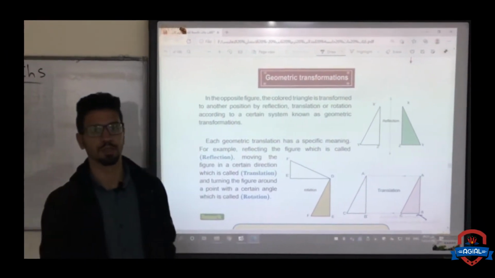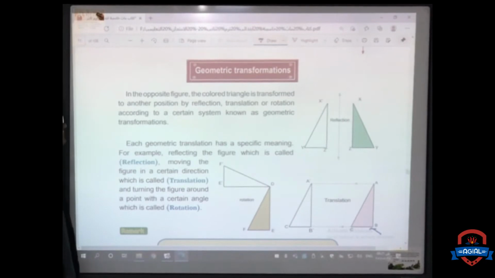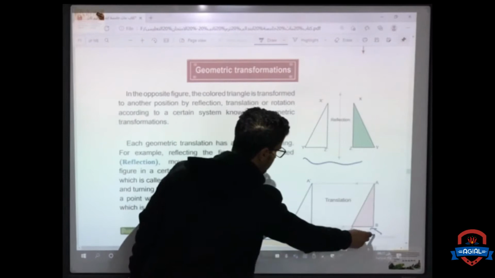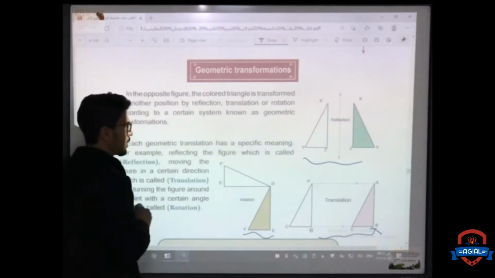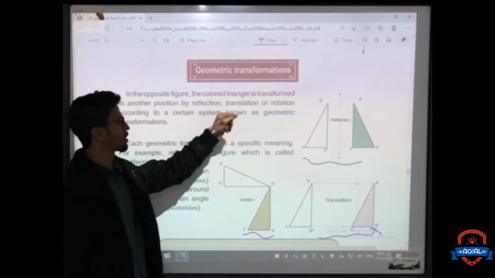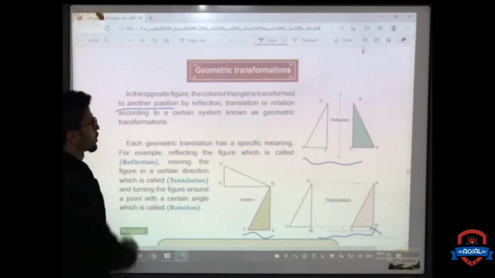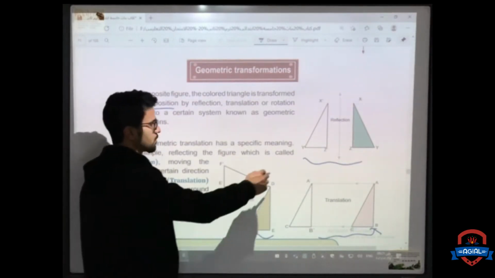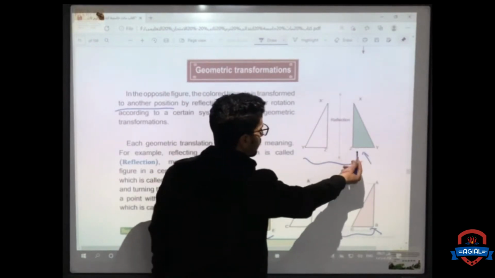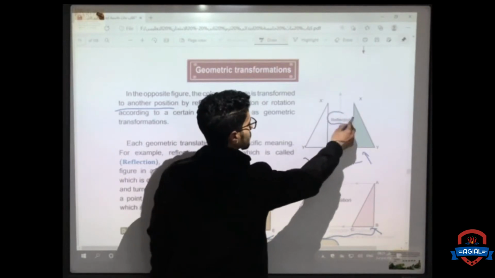Today we are going to study geometric transformations. We can start with these three figures. In the opposite figure, the colored triangle is transformed to another position. For example, in this figure, the green triangle is transformed to another position using the reflection.